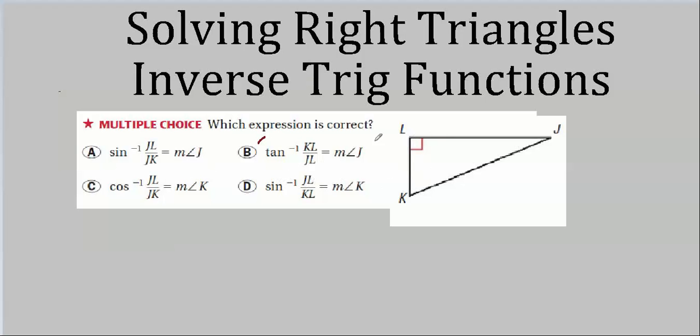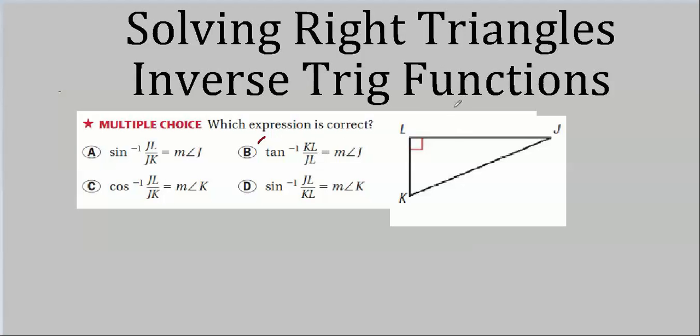This is the one that actually gives you the right answer, because the tangent is, in fact, of this angle, this opposite side over this adjacent side. That's what we have here. The opposite over adjacent. We take the inverse tangent of that, and that gives us back the angle.